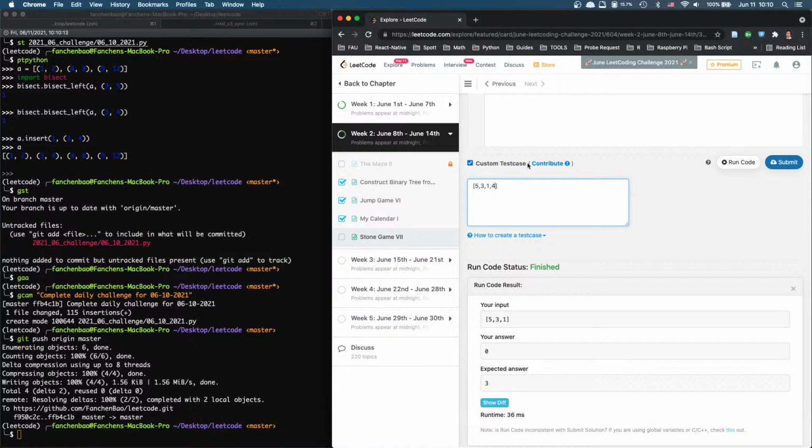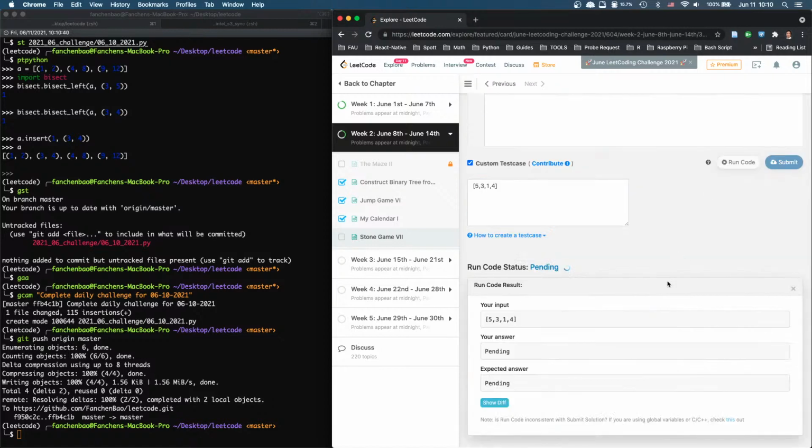Let's try this. So Alice goes first. Alice picks the small one. So Alice picks 4. So Alice gets 9, and Bob has 5, 3, 1. Bob picks a small one, then Bob gets 8, and Alice picks 3. So Alice gets 5, and for Bob, the last one doesn't really matter. So it should be 14 minus 8 equals 6, and this should give us 6. Let's see if it's 6.